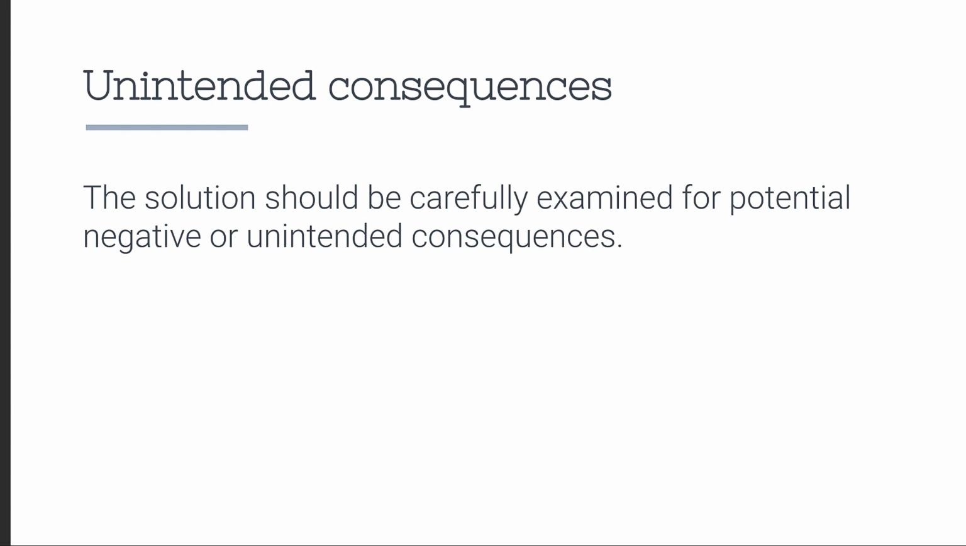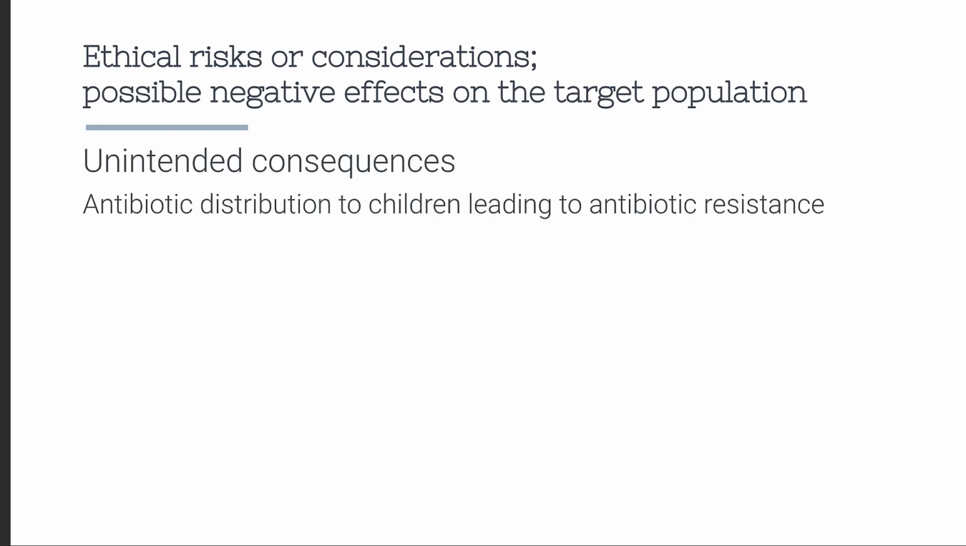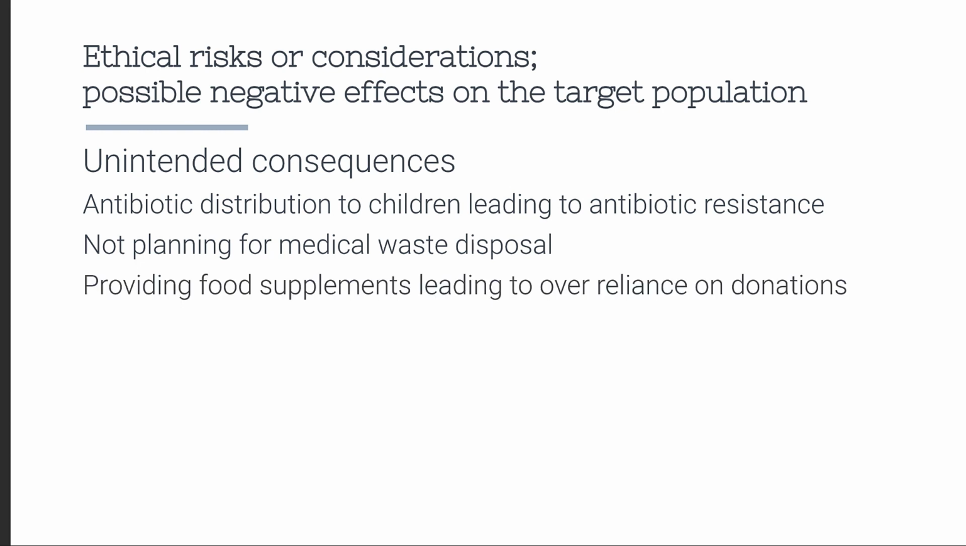Now let's look at unintended consequences. The solution should be carefully examined for potential negative or unintended consequences. We need to look at ethical risks or considerations and possible negative effects on the target population. So some unintended consequences for my project are that antibiotic distribution to children could lead to antibiotic resistance, a bigger problem. Not planning for medical waste disposal could cause problems for the local communities I'm working in. And providing food supplements could lead to over-reliance on donations or just problems with supply and demand. If my charity is providing a lot of food, then what about the people who grow and sell food?